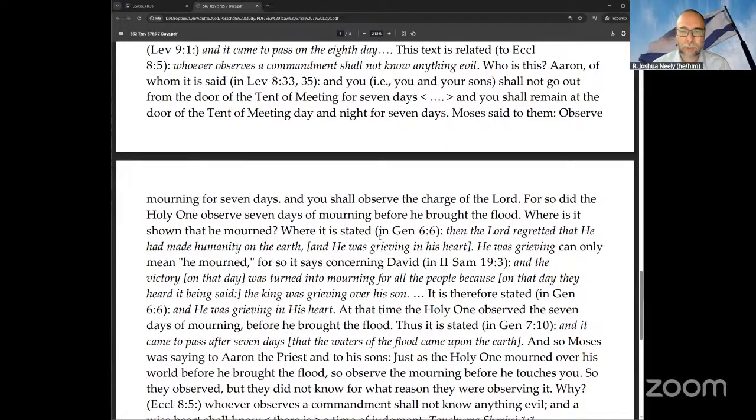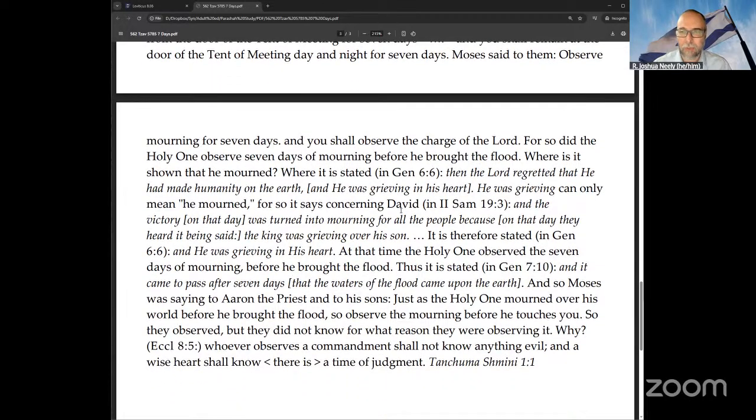So, who is this whoever that is mentioned obliquely in Ecclesiastes? Well, this is Aaron, of whom it is said in Leviticus 8, the sections we read, "And you," that's to say you and your sons, "shall not go out from the door of the tent of meeting for 7 days. And you shall remain at the door of the tent of meeting day and night for 7 days. Moses said to them, Observe mourning for 7 days, and you shall observe the charge of the Lord." Okay, so the 7 days are now here in the Midrash being connected to the 7 days of Shiva, the 7 days of the mourning process.